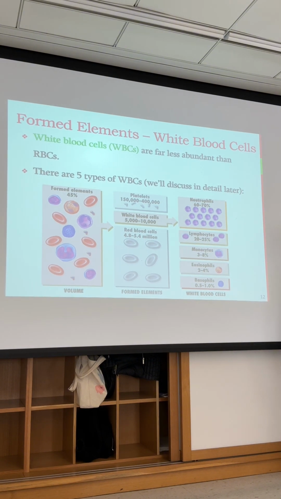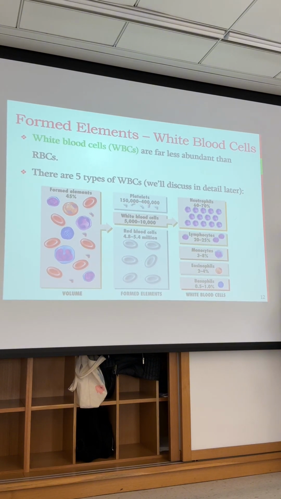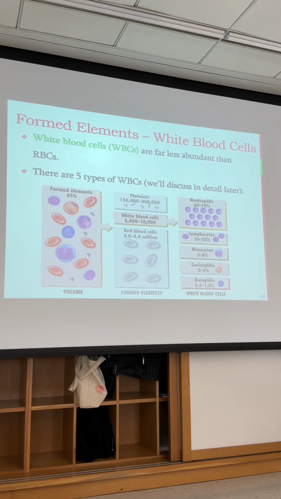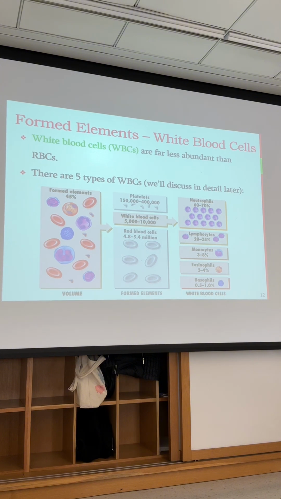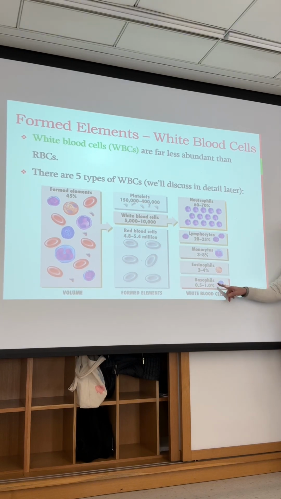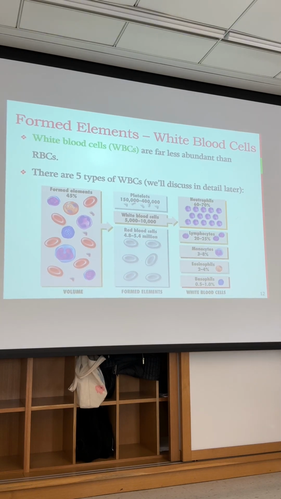They're very common. The next most common are something called lymphocytes, and these include your T lymphocytes, which are also known as your T cells, and it includes your B lymphocytes, which are also known as your B cells. And then you get into something called monocytes, eosinophils, and then the least common are something called basophils.